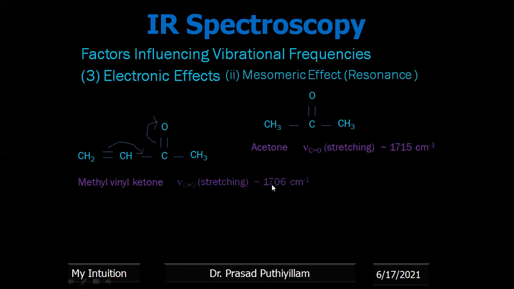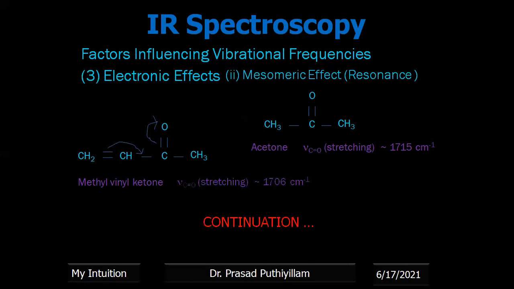Therefore, the value is decreased from 1715. You can see it is 1706 cm inverse. The wave number is decreased. Wave number represents, or is directly proportional to, the energy of absorption.